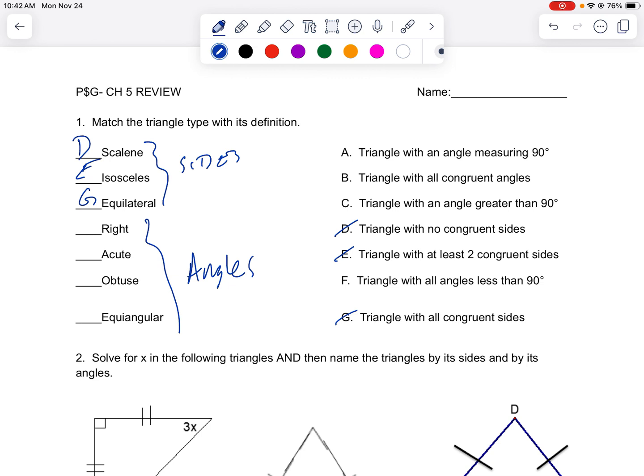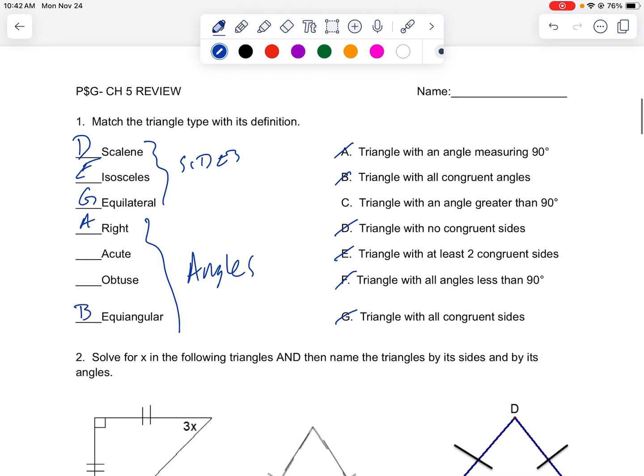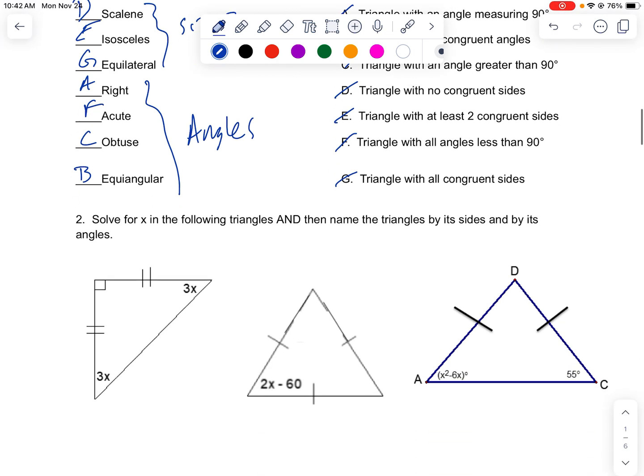Right triangle is exactly what it sounds like. It has an angle that is 90 degrees. All congruent angles is equiangular. Acute is a triangle with all angles less than 90. And lastly, obtuse is C, one angle greater than 90 degrees.